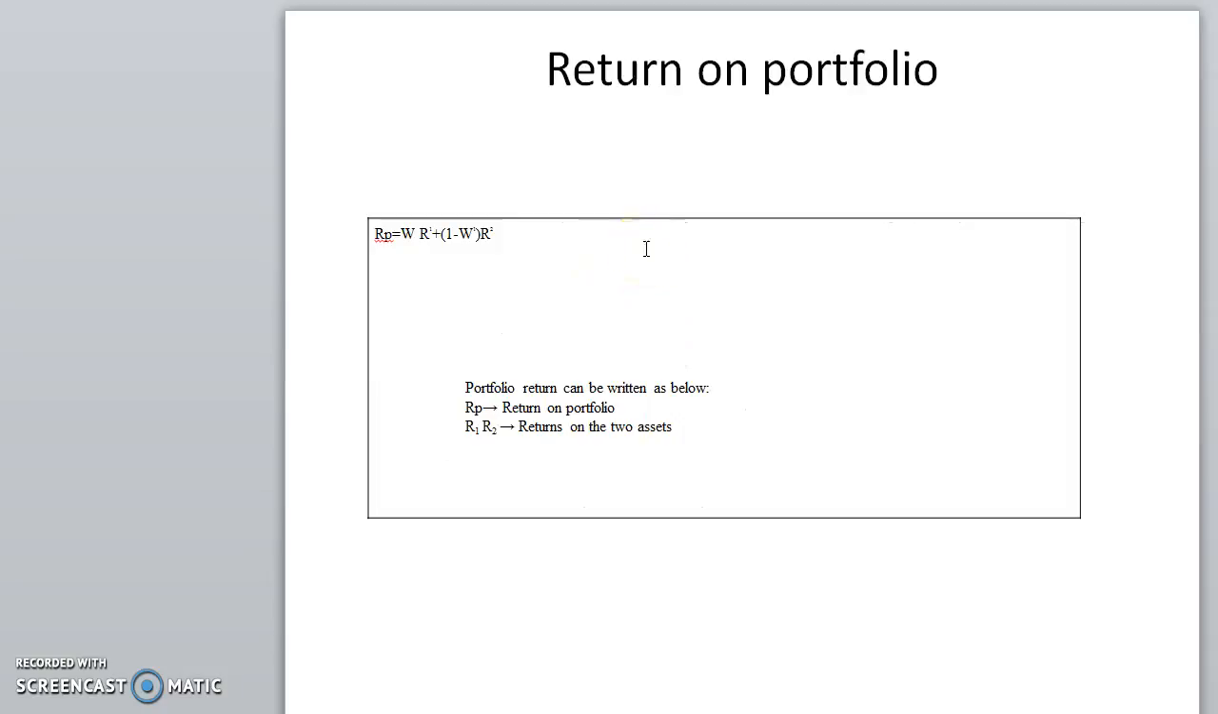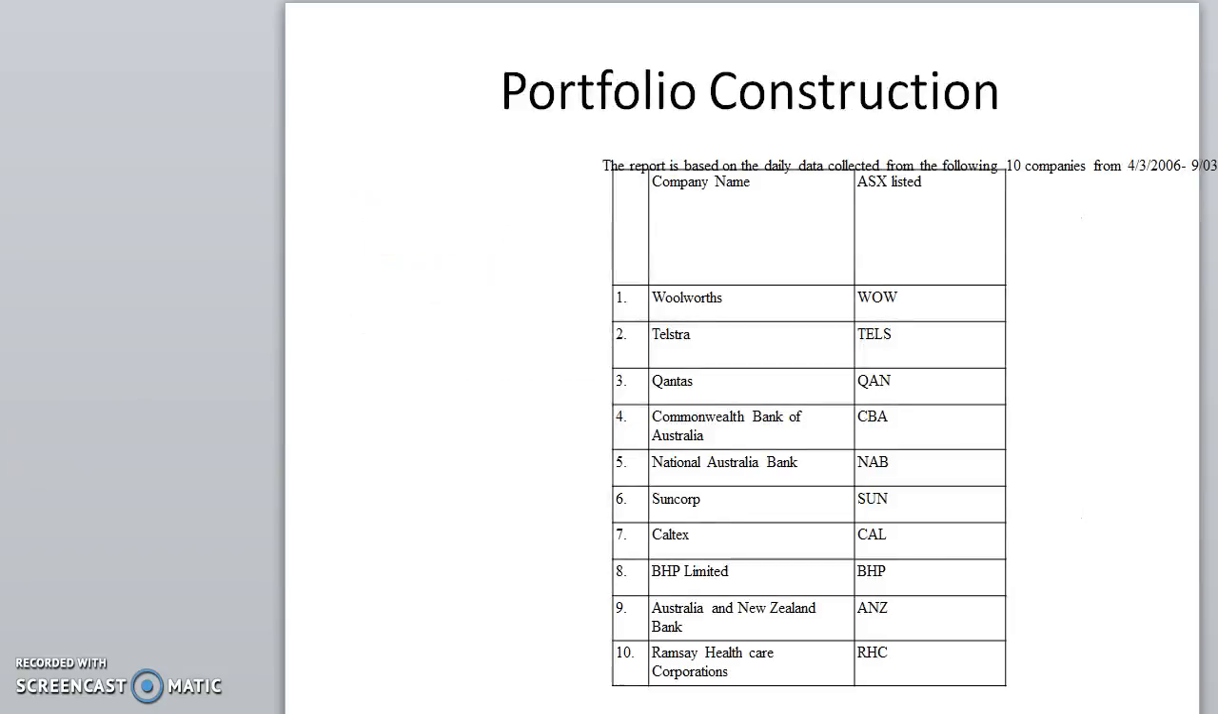Moving on, the return on a portfolio can be calculated by multiplying the weights by the returns on the assets in the portfolio. Next, I have incorporated 10 of these companies, from the time period of 4th March 2006 to 9th March 2016. Woolworths, Telstra, etc.